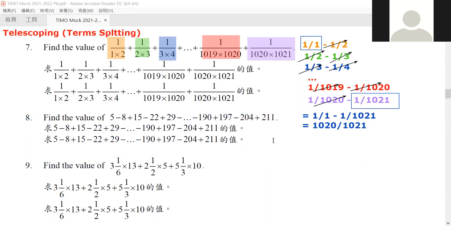Okay, this method is called telescoping. We split the terms into these parts, and then we find out that most of them can be canceled out.